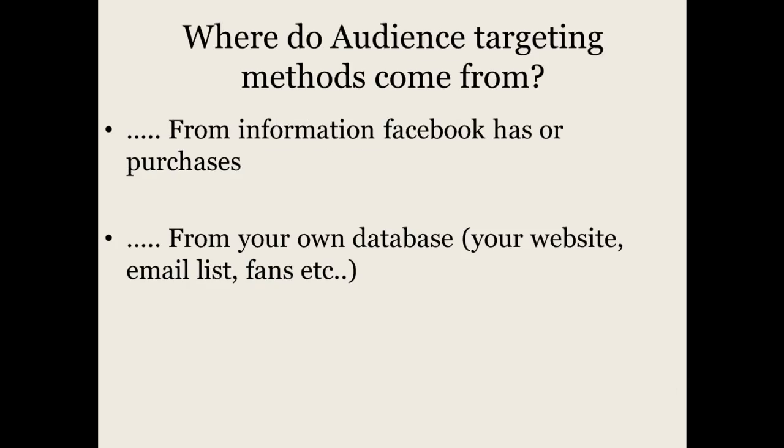So that is a simple way to find a target for your product. Next, where do audience targeting methods come from? From information Facebook has or purchases. In this kind, you are going to pay Facebook to get some information or analytics or statistics for your product or for audiences that may probably purchase your product. Next is from your own database, your website, email list, fans, etc. In this kind of situation, you would know who the audience for your product would be. You would have them on your own business website, in your email list, or from your fans who would love or really like your product.